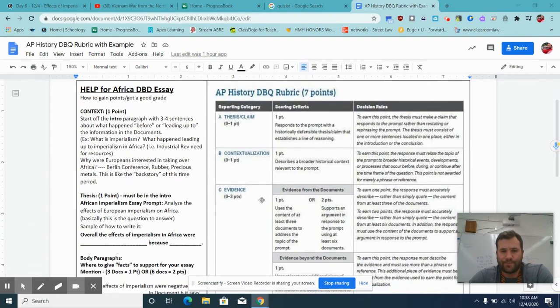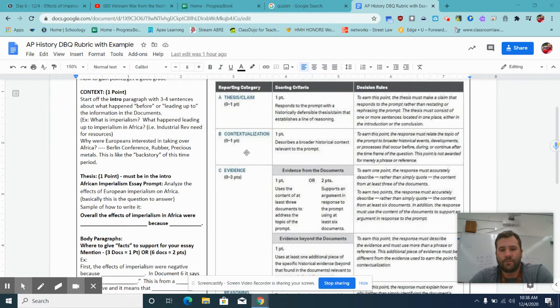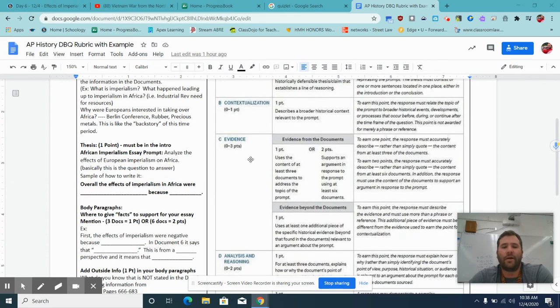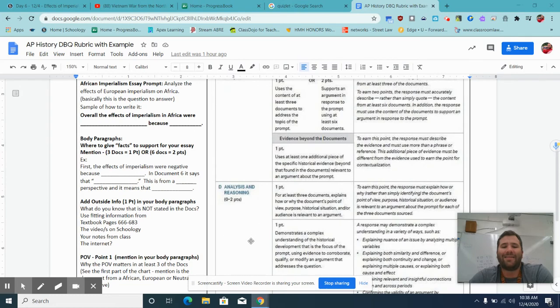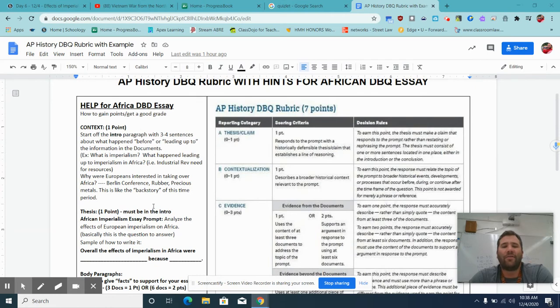So as you can see, they break it down into several categories. Number one, a thesis, and contextualization, okay, where you can get 1 point for each one of those. Evidence is the biggest element, where you can gain up to 3 points. And then analysis and reasoning, you can gain up to 2 points. All told, 7 points.